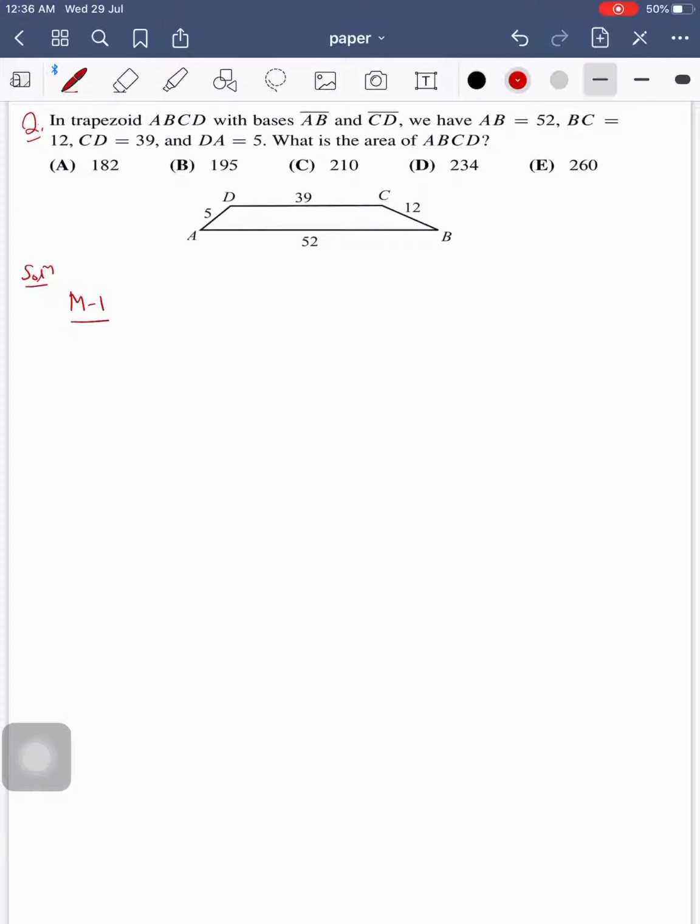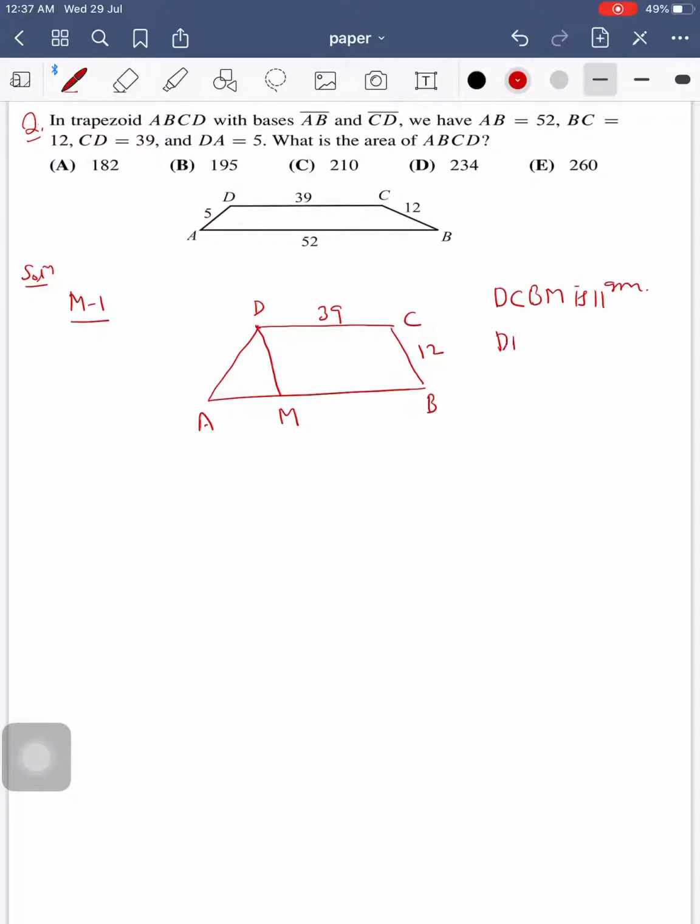The first approach is, in the first approach, we draw a line parallel to CB through D. Suppose this point of intersection is M. The length of DC is 39, the length of CB is 12, and in this way the quadrilateral DCBM becomes a parallelogram. And if this quadrilateral is a parallelogram, then obviously the lengths of opposite sides are equal.